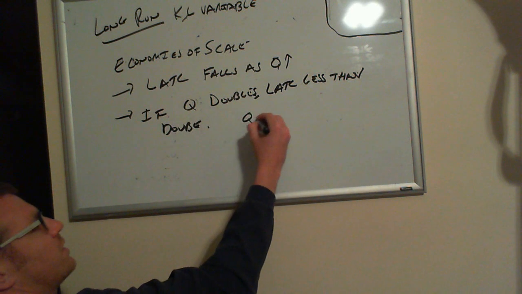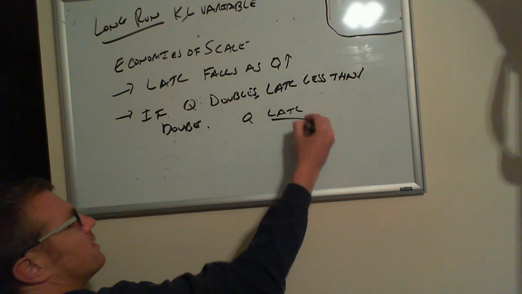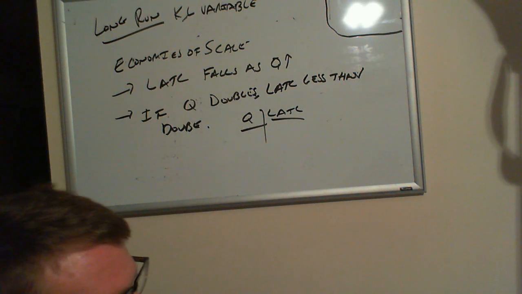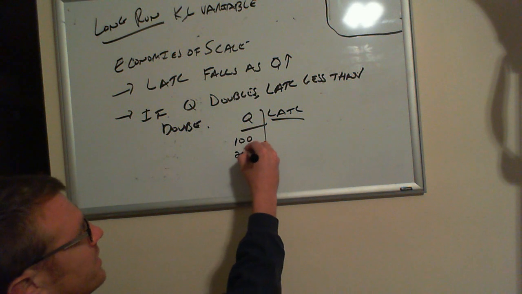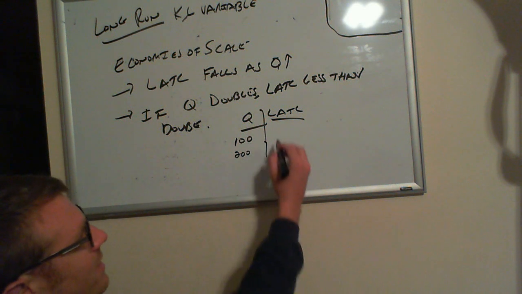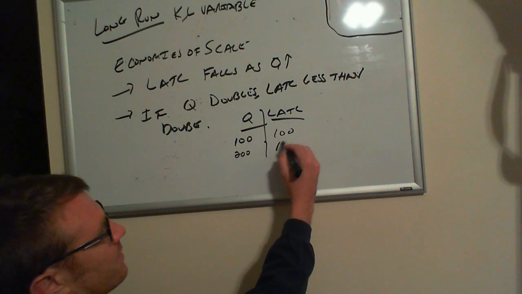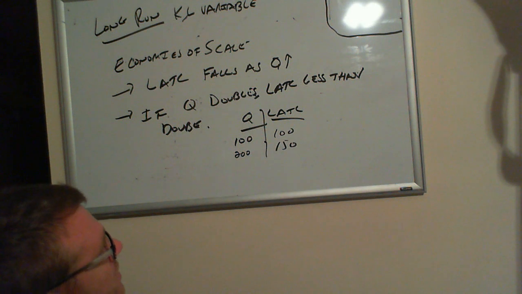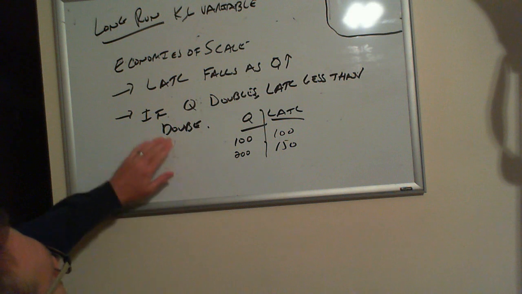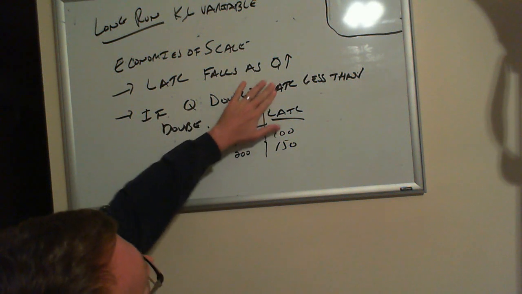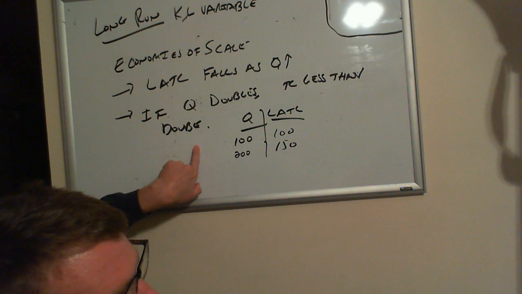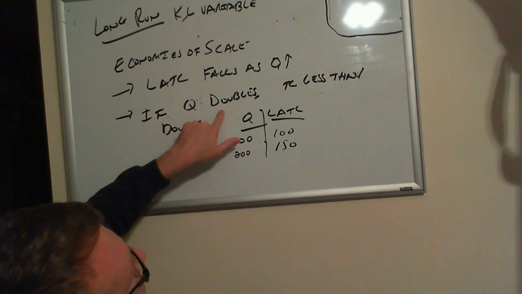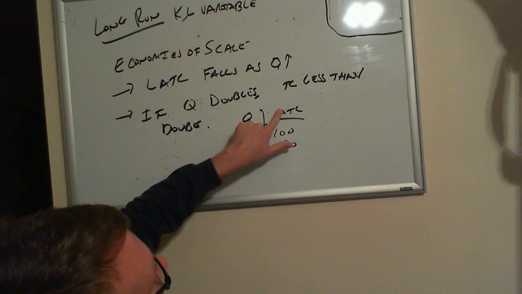So suppose Q goes from 100 to 200. Long-run average total costs go from 100 to 150. Or, sorry, if Q doubles, total cost less than doubles. Pardon me, make that change. If Q doubles, total cost less than doubles.